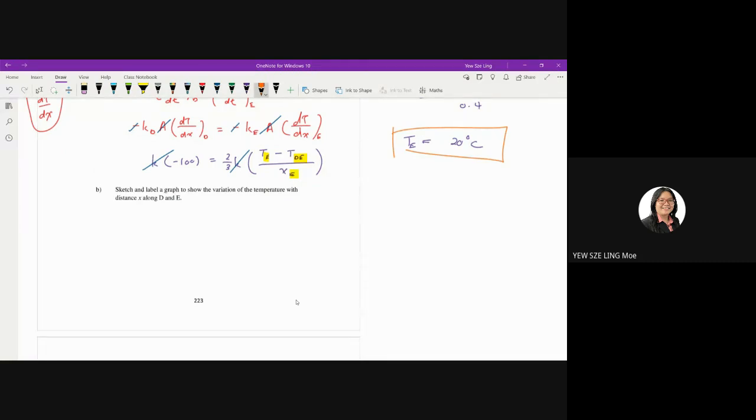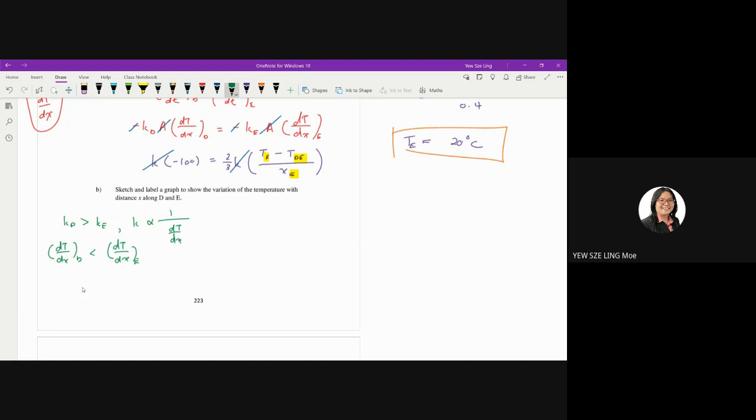Now, what if you are not given any of the values? What you should check is the K. Since KD is larger than KE, and we know K is inversely proportional to dT over dx, what does it mean? It means dT over dx for D should be smaller than dT over dx for E.